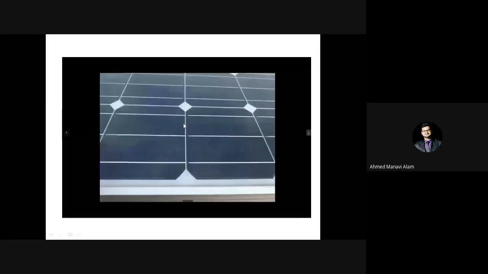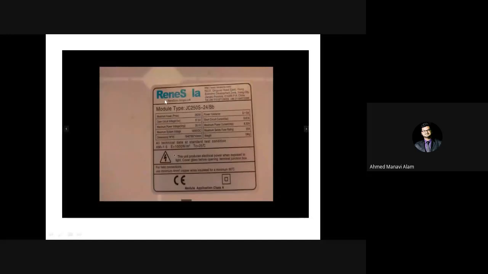Suppose the solar modules that I have connected in this rooftop are bought from Renesola, and this is the module type. In the module type you can see maximum power, open circuit voltage, maximum power voltage, the favorite terms of yours. These terms are given here, and this is the dimension. The dimension is 1640 by 992 millimeter. This is the height.